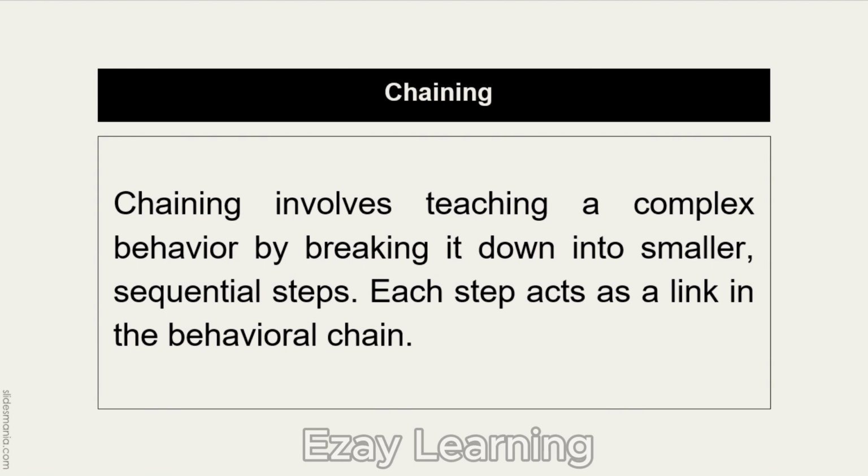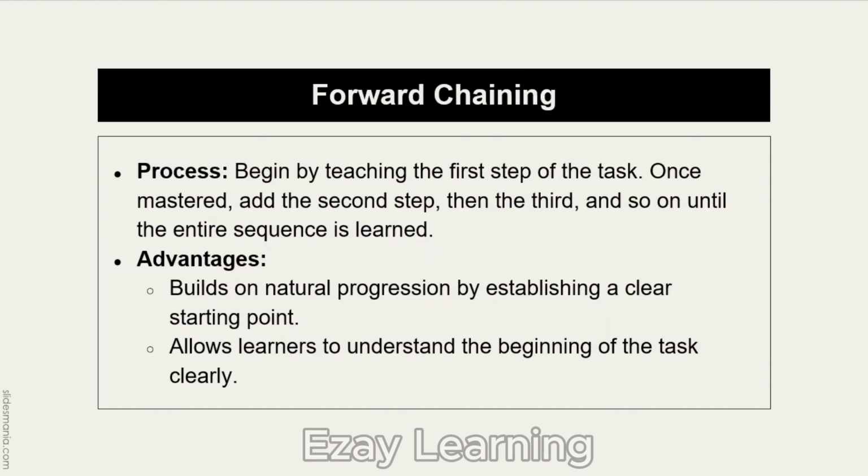What was shaping? Shaping was a behavioral technique in which we reinforce successive approximation of any target behavior. Now, chaining is the breakdown of complex tasks into smaller and mainly sequential steps, serving as a link for the behavior chain. Forward chaining, as the name indicates, begins with the first step first, and backward begins with the last step first. So forward chaining begins by teaching the first step of the task. Once mastered, add the second step, then the third, and so on until the entire sequence is learned.